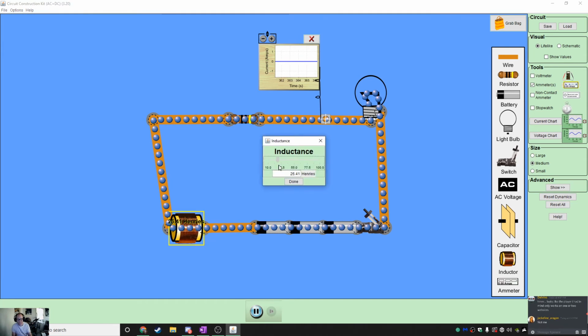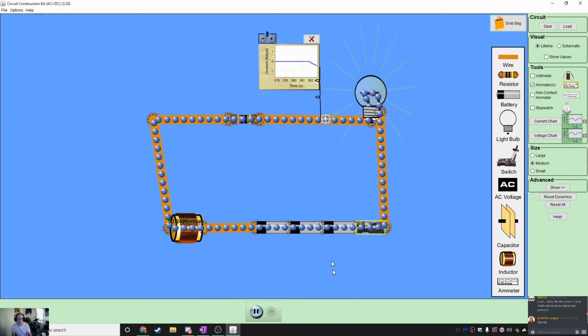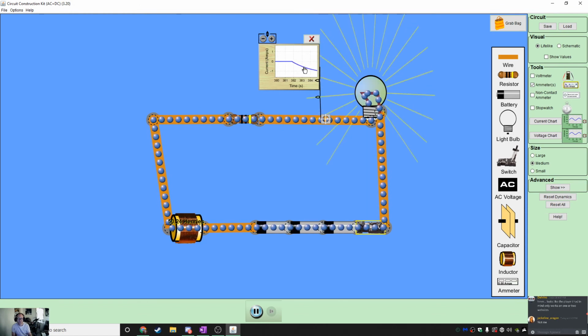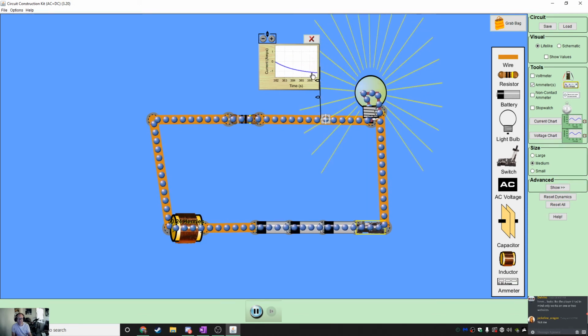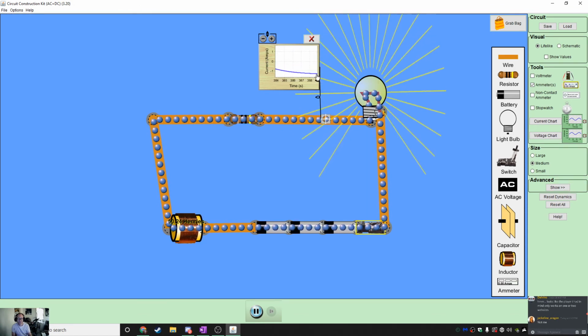Let's have it go up to like half. We'll go up to like 50-ish. And now it should take a really long time for this light bulb to actually light up. Let's see if that's true. Click reset dynamics again. I'm going to click show value to indicate that we've gone up here. And I'm going to close this now. Much more gradual. And there it goes. Now it's fully lit.